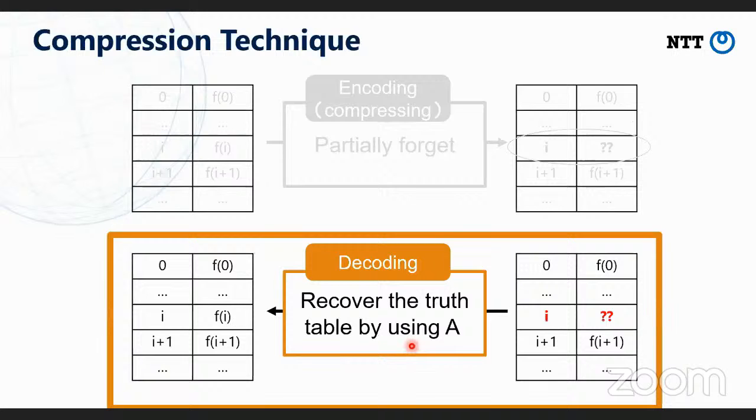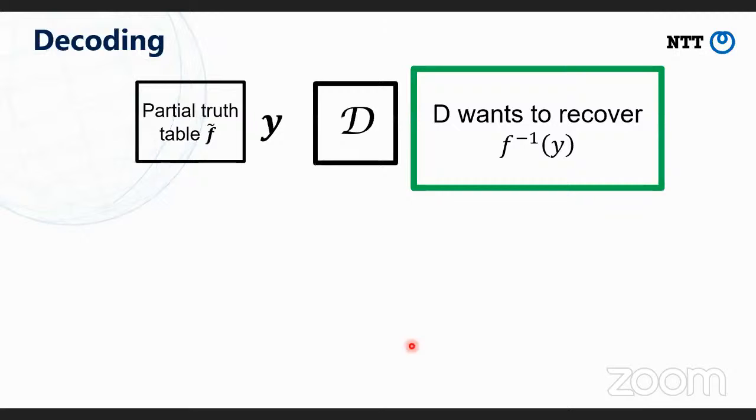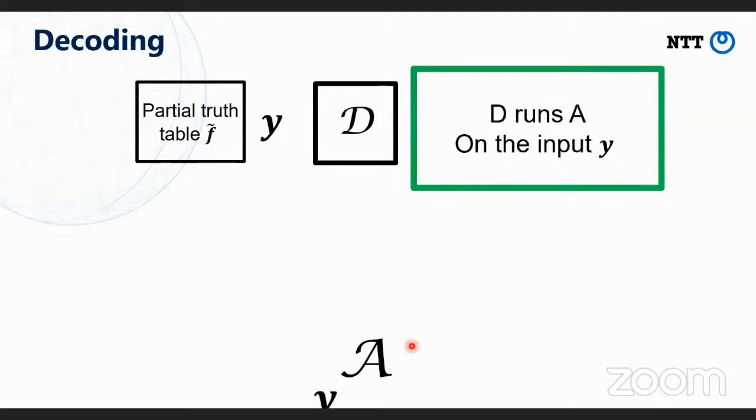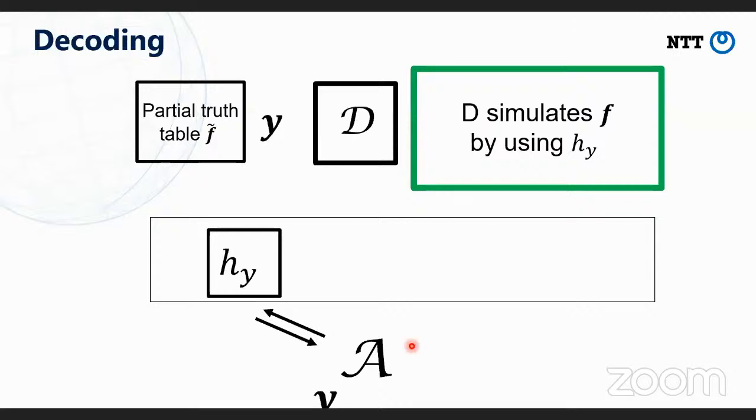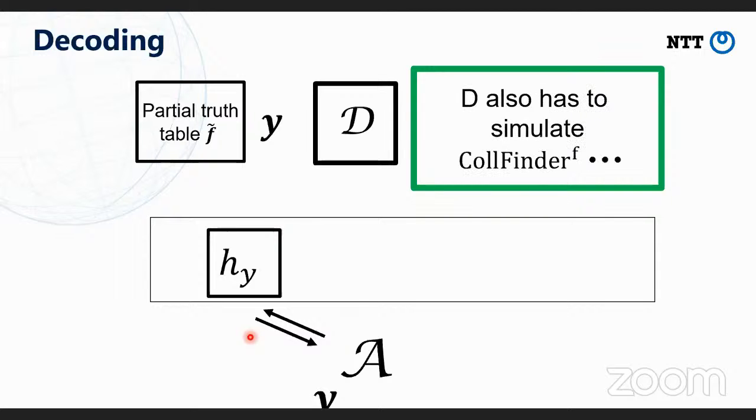And next, I will explain how our decoder works. So again, the decoder D wants to recover the value F inverse of Y. And the decoder D runs the adversary A on the input Y. And D simulates F by using HY, and this HY is completely the same as the HY in the previous work.